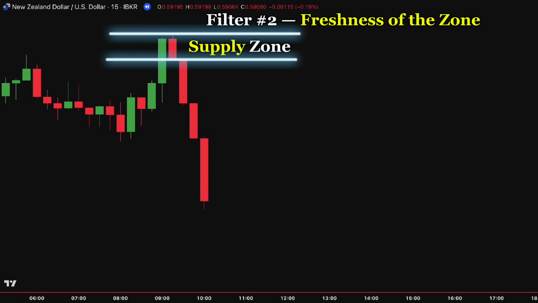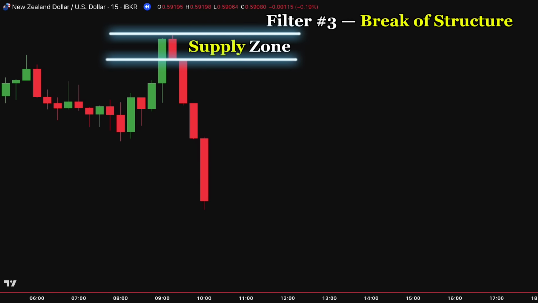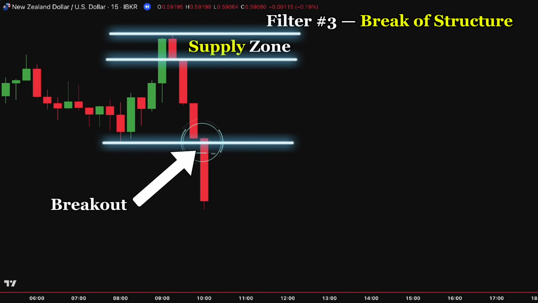Only trade zones that haven't been touched before. The first test is usually the most explosive. Once price revisits a zone, its strength fades, and the odds of a clean bounce drop significantly. On lower timeframes like the 5-minute chart, you'll see plenty of zones, but this filter helps you avoid the stale ones.